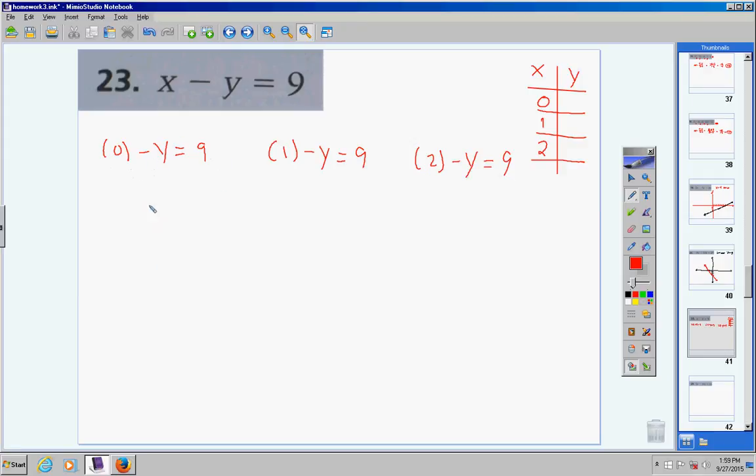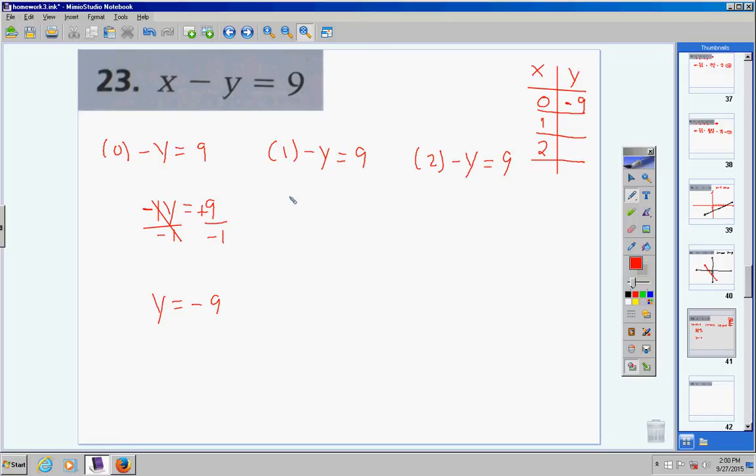0 minus y is negative y. If negative y equals 9, then y equals negative 9. Or another way to look at it is, there's a negative 1 right here, so divide both sides by negative 1. These cancel. 9 divided by negative 1 is negative 9. So when I put 0 in, I got out negative 9. That's an ordered pair.